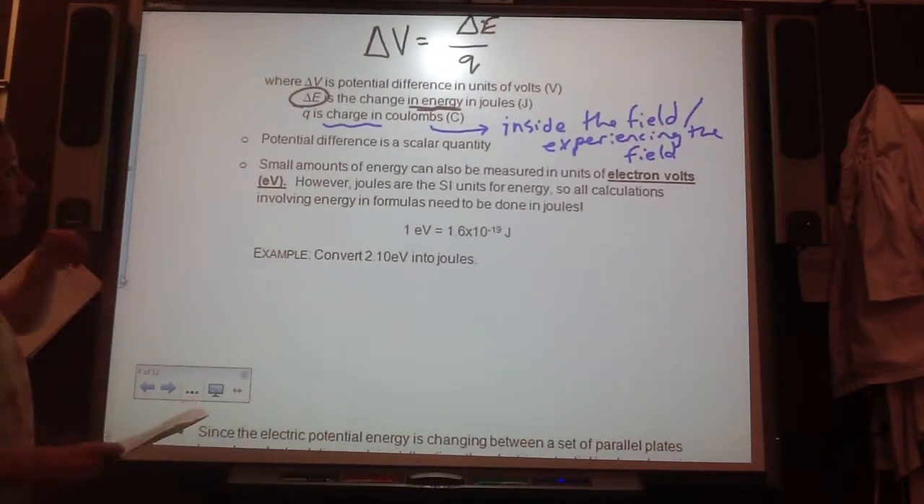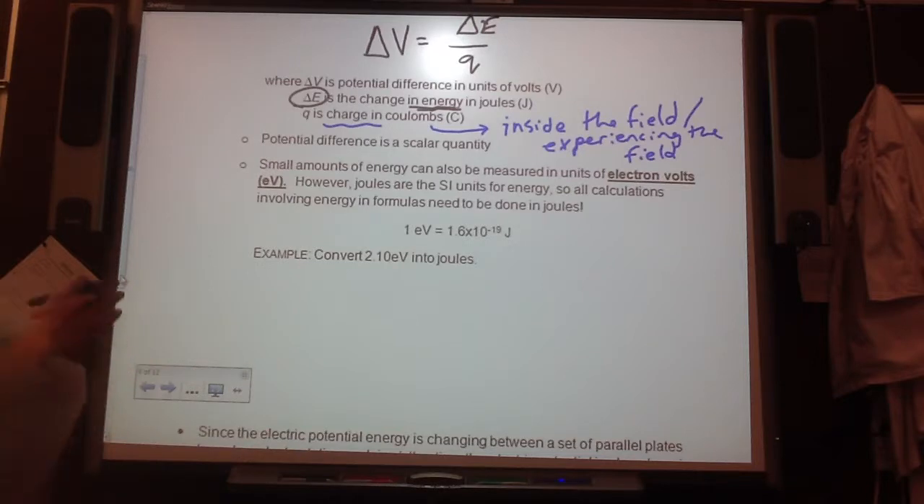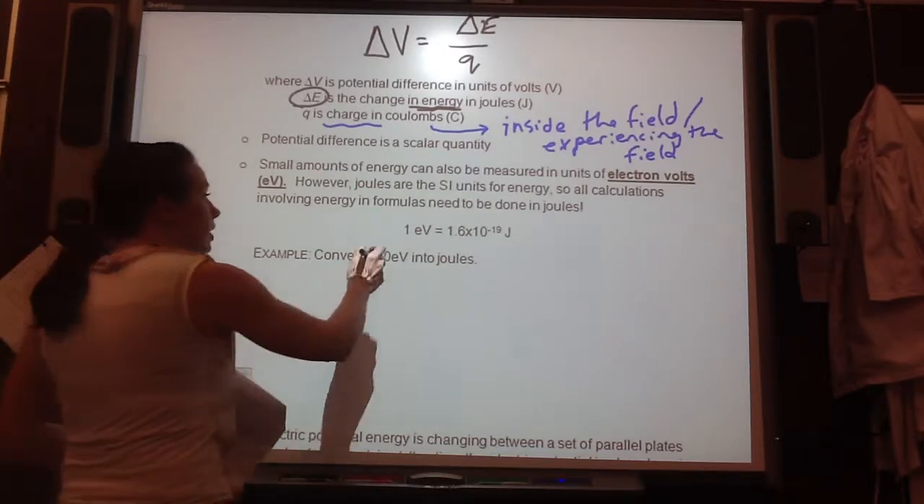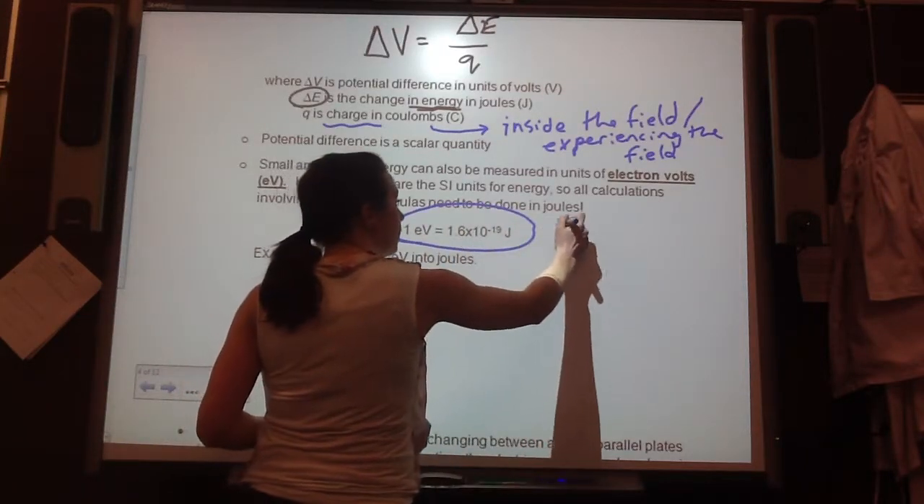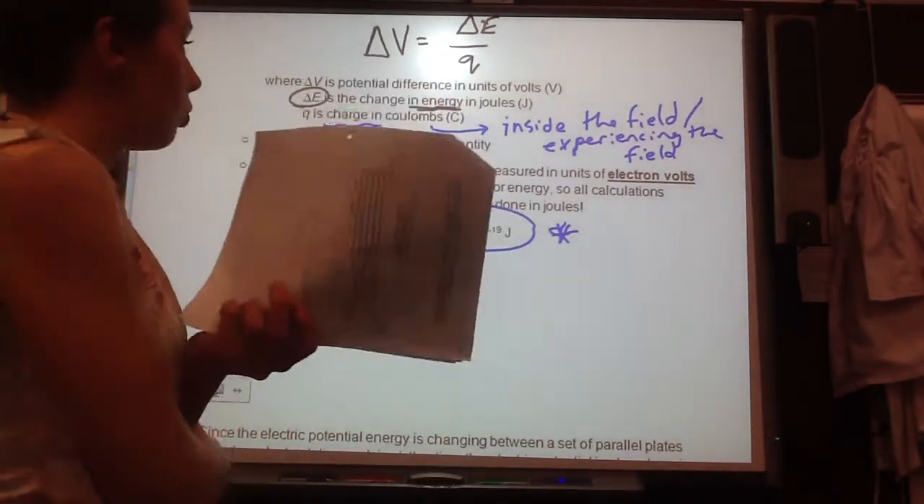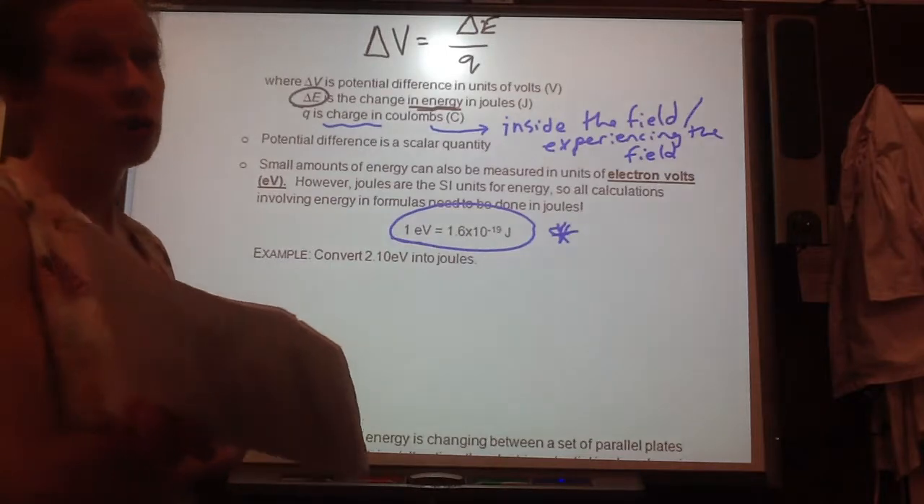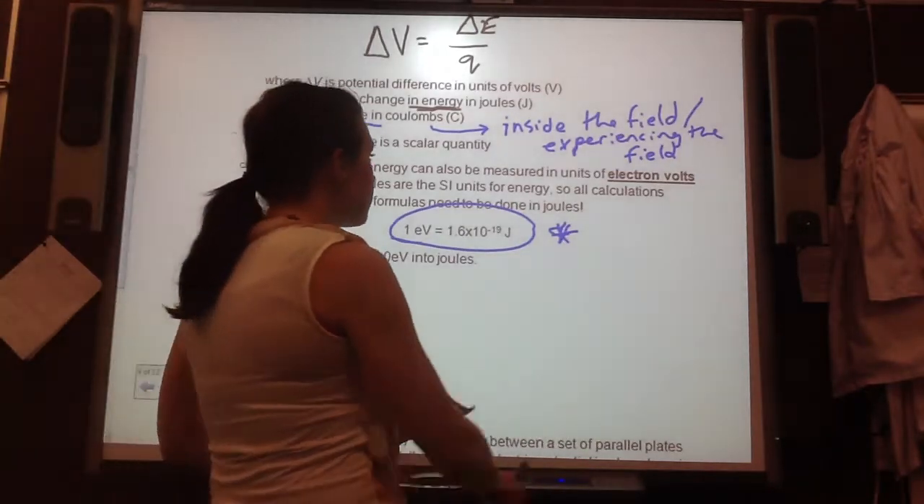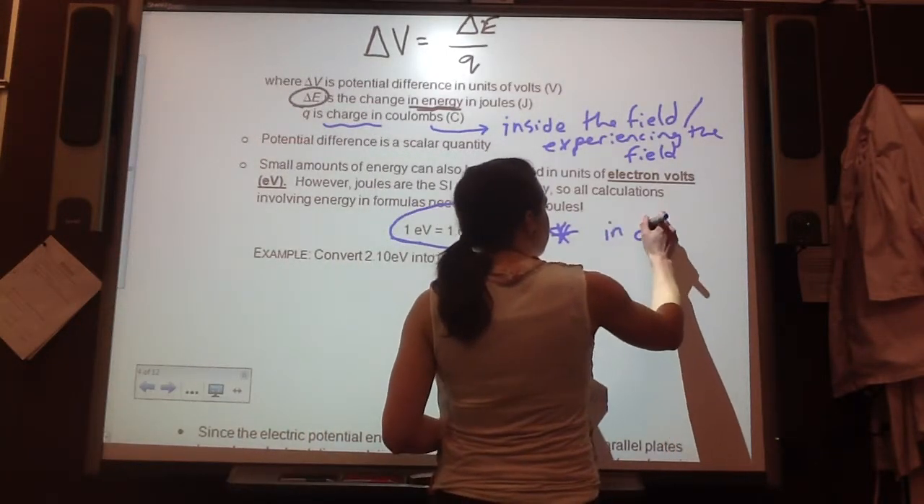Potential difference is a scalar quantity. Small amounts of energy can also be measured in units of electron volts, which is eV, okay? However, joules are the SI units for energy, so all calculations involving energy and formulas need to be done in joules. This is really, really important to remember, because you'll be asked questions where you'll be given eV, and you need to know how to convert it to joules. This is in your data booklet.